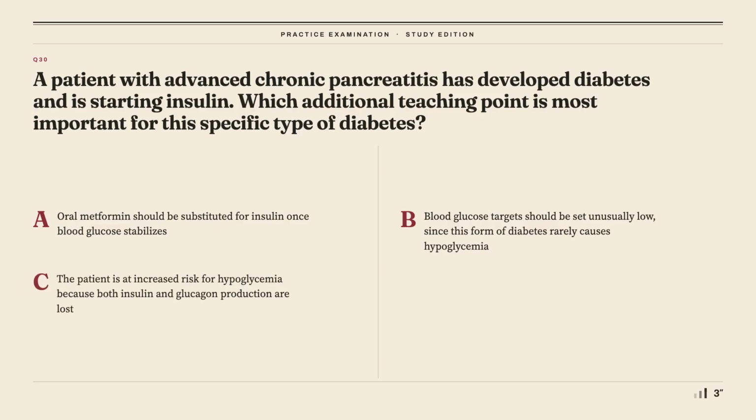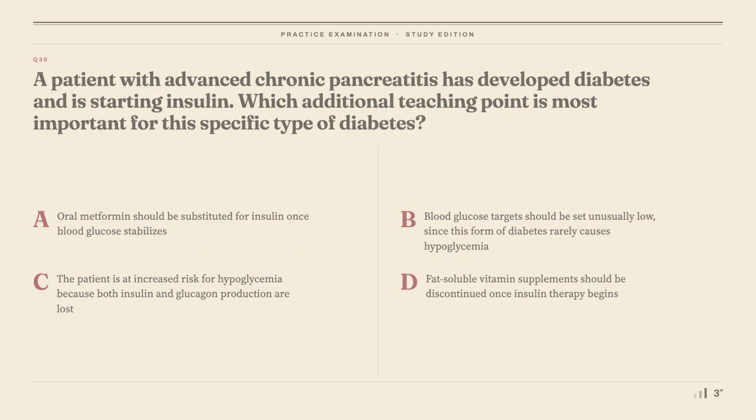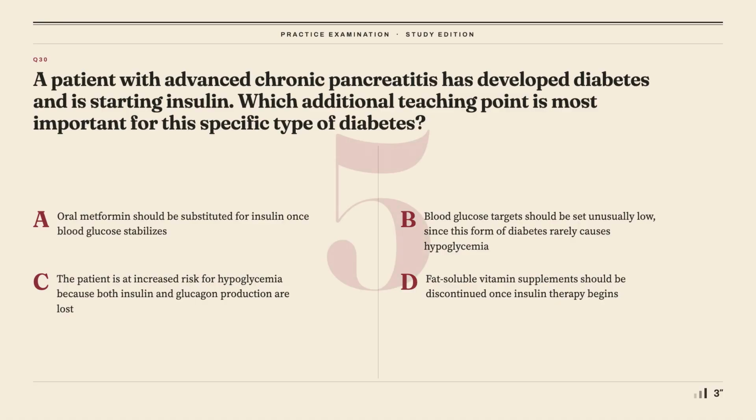C. The patient is at increased risk for hypoglycemia because both insulin and glucagon production are lost. D. Fat-soluble vitamin supplements should be discontinued once insulin therapy begins. Which would you go with? Lock it in before the reveal.